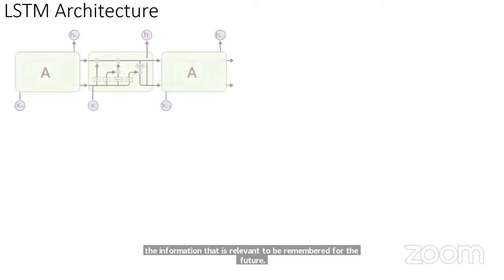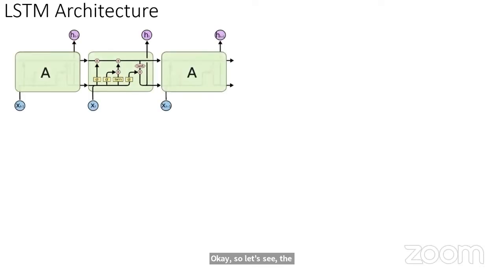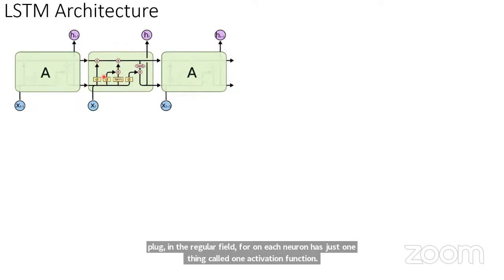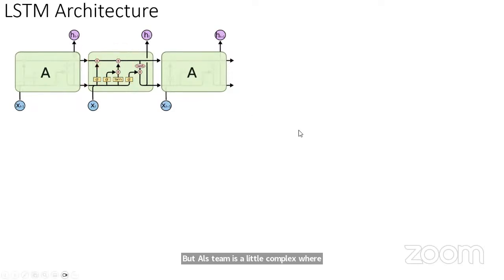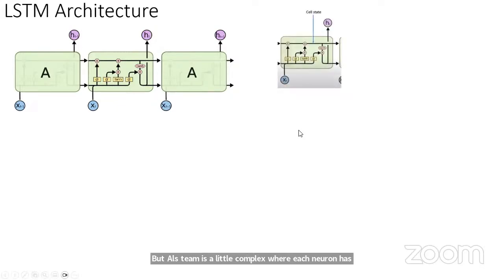Let's see the LSTM architecture, a deep learning architecture. In a regular feed forward network, each neuron has just one activation function. But LSTM is a little more complex, where each neuron has some complex logic designed inside it. What exactly is this logic? I'm just going to give a very simple explanation.